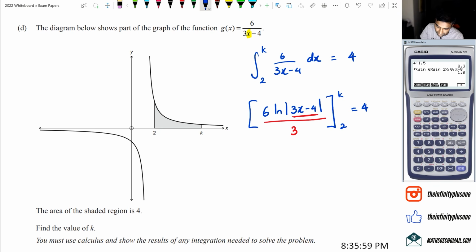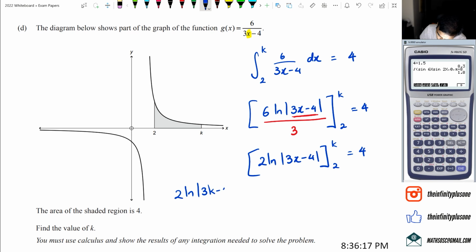So what do we have? We've got 6 divided by 3, which is 2, so we've got 2 ln of 3x minus 4, and that's between k and 2, which equals 4. So now we're going to substitute k and 2. We're going to get 2 ln of 3k minus 4, minus 2 ln of 3 times 2 minus 4, and all of that is equal to 4.